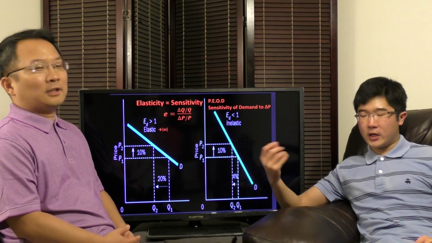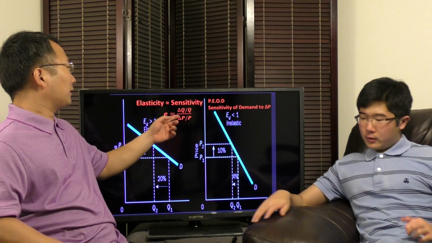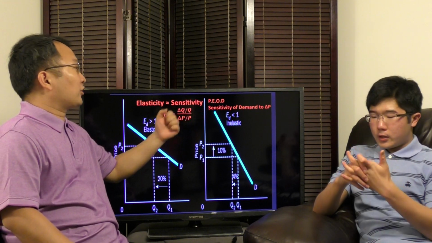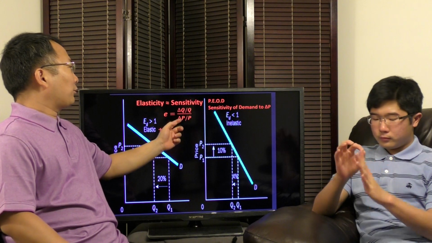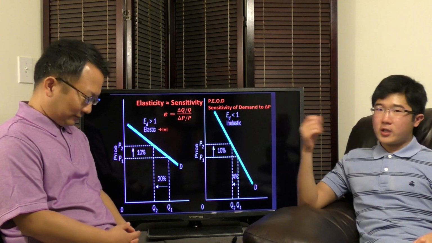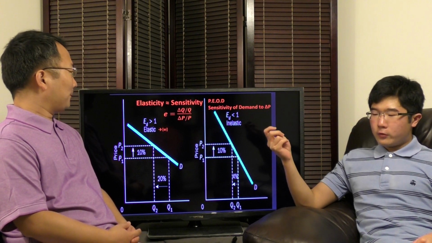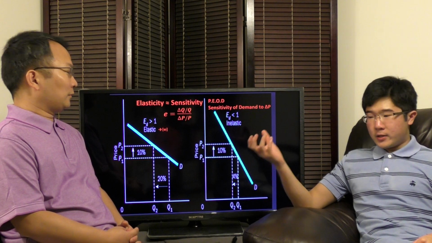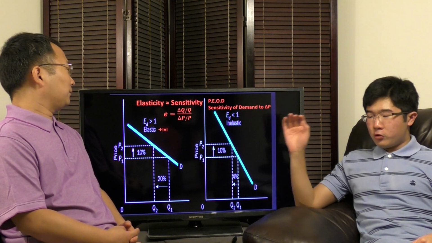Q is quantity, P is price. Basically, the numerator is the percentage change in quantity demanded, and the denominator is the percentage change in price. It's relative changes. So this shows overall how sensitive quantity demanded is, for one demand curve, to a change in price.